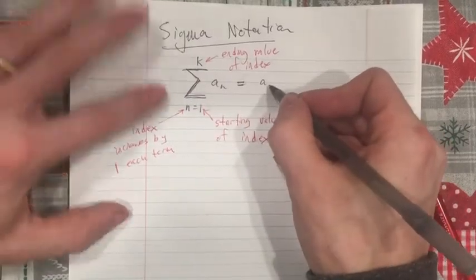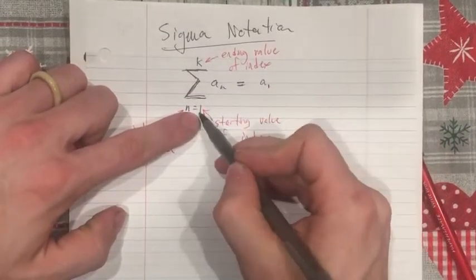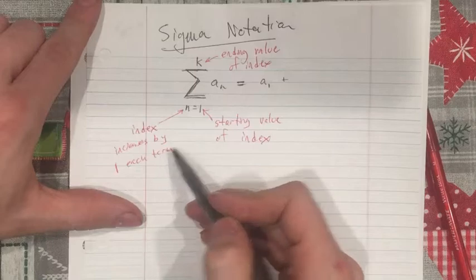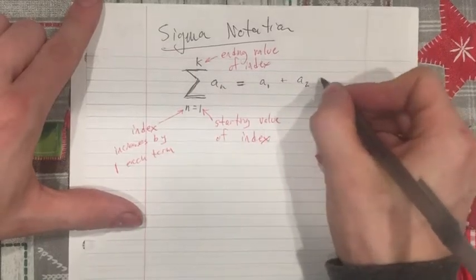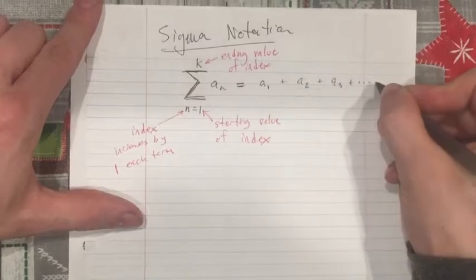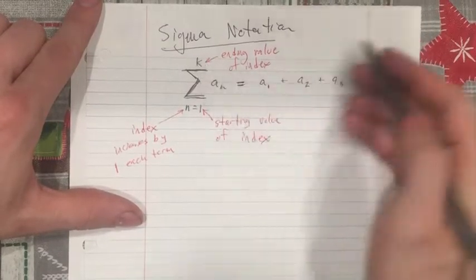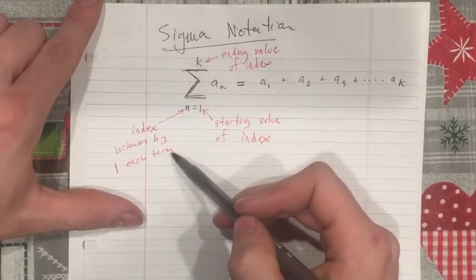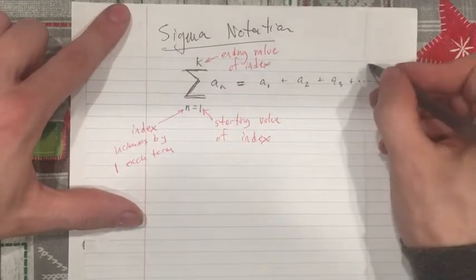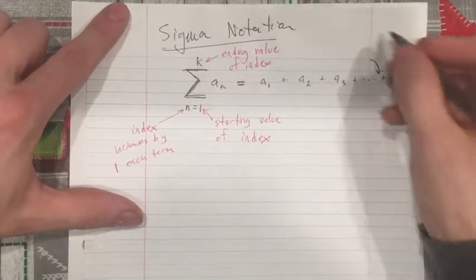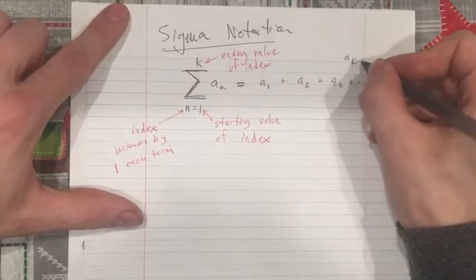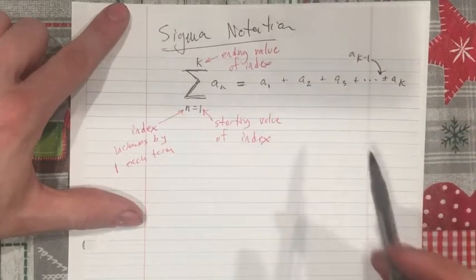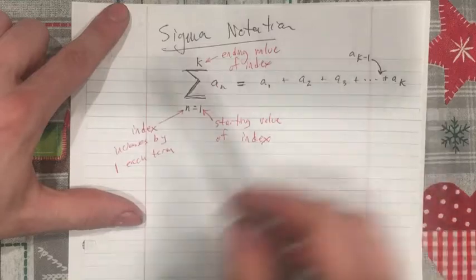So this series can be written as a sub 1, since n starts at 1, plus, well, what's next? Remember, the index increases by 1 each term. So the next term is a sub 2, and the next term would be a sub 3, all the way out to, guess what? A sub k. k is the end value of our index. Big brain question: what value goes right before a sub k? That's right, a sub k minus 1. 1 less than k, because it increases each time. So this is just, in general, how sigma notation works.